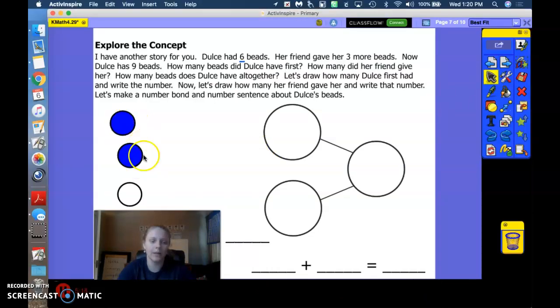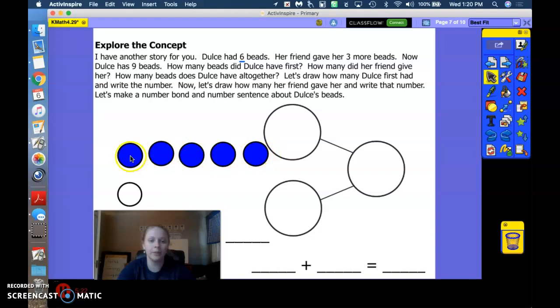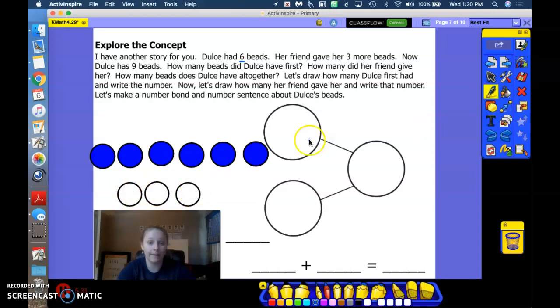I'm going to pull out 6 beads for her. So first she had 6 blue beads. Then her friend gave her 3 white beads. How many did she have all together? Good. All right, let's fill in our number bond.